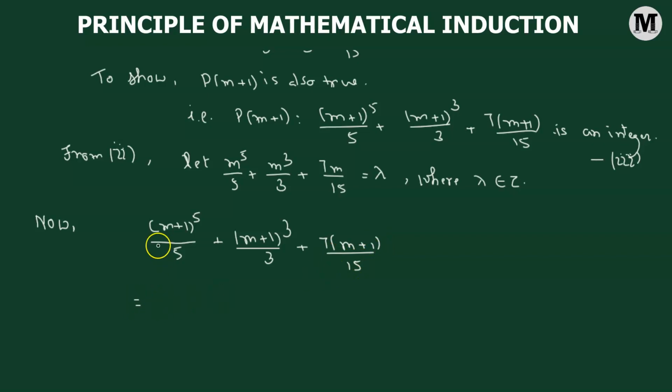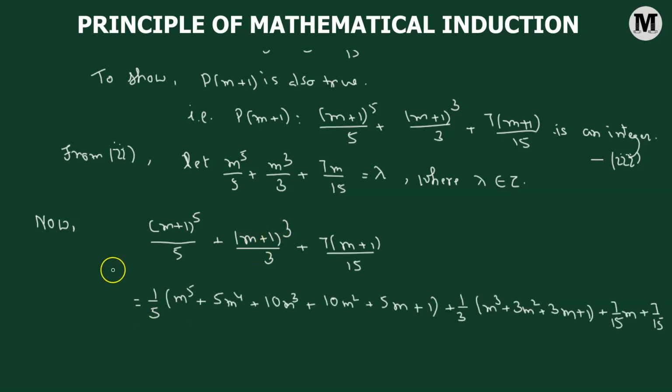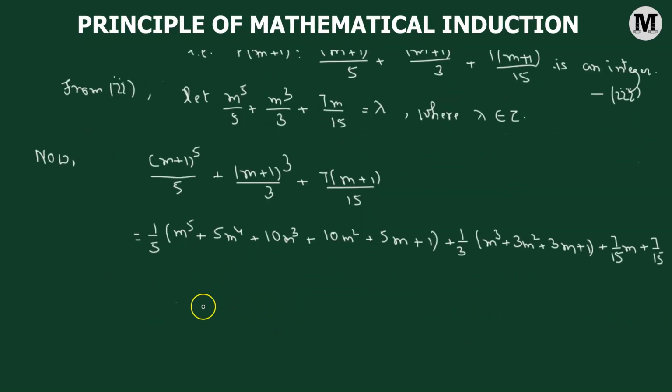In the next step, we're going to expand m plus 1 whole raised to the power of 5. Now there is a trivial exercise which I'm leaving as an exercise for you to try out. And similarly, we'll be expanding m plus 1 whole cube as well. Now that we have expanded, we're going to take some common terms. So we're going to consider the first term of each of the expanded expressions. So we have m raised to the power of 5 over 5. To it, we are going to add the first term of the expansion of the second term. So here we have m cubed over 3. Added to that, we have the second last term, which is 7 over 15 whole multiplied to m.